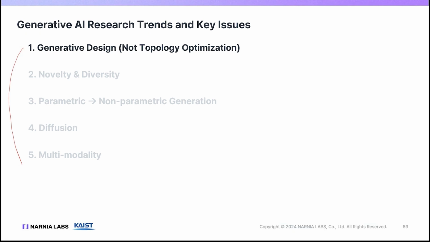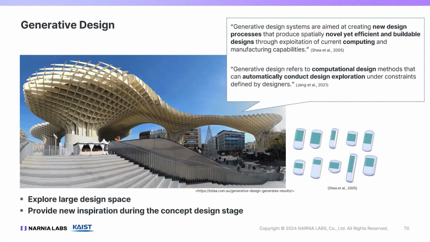First, I'd like to mention that in the industry, topology optimization is sometimes referred to as generative design, but topology optimization is actually just one type of generative design. What I will be introducing today can be described as generative design in its broadest sense. The concept of generative design has actually been used for a very long time. It has been widely utilized in the construction and architecture fields. If we look at the academic definition, it refers to any computational design methodology that can automatically explore new designs.